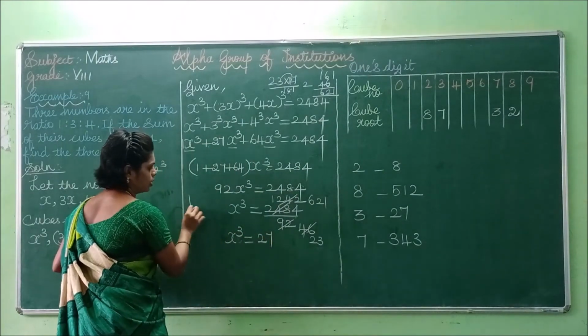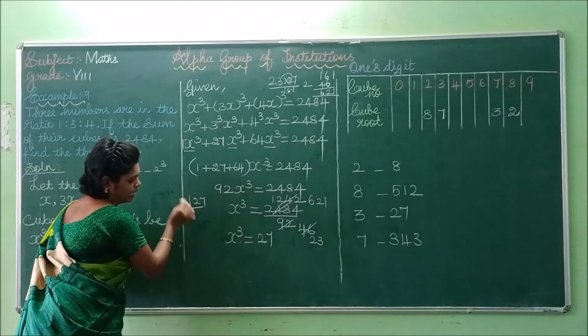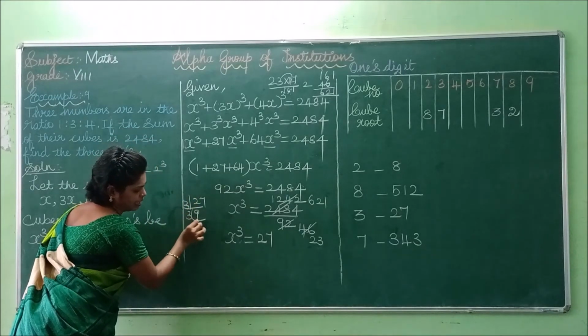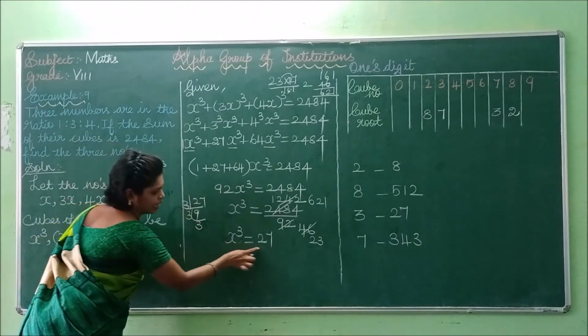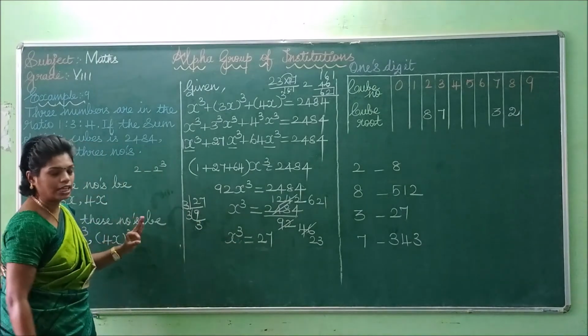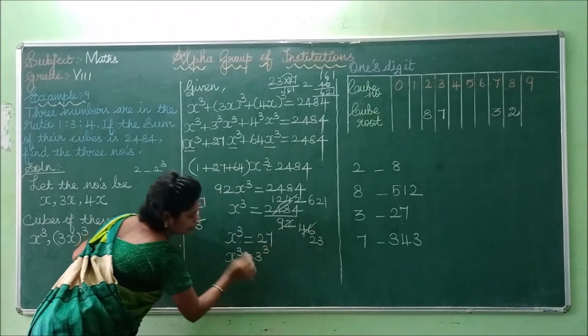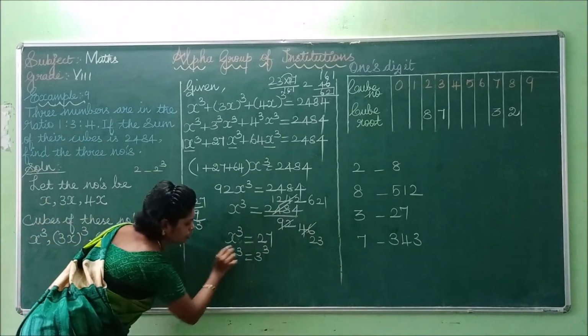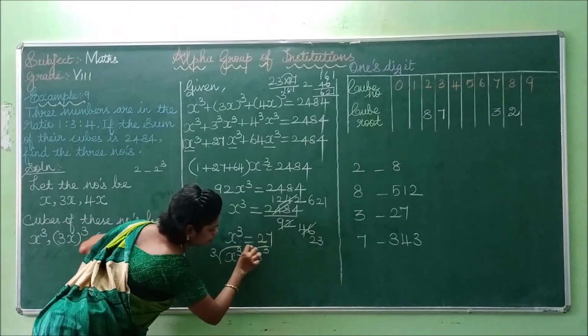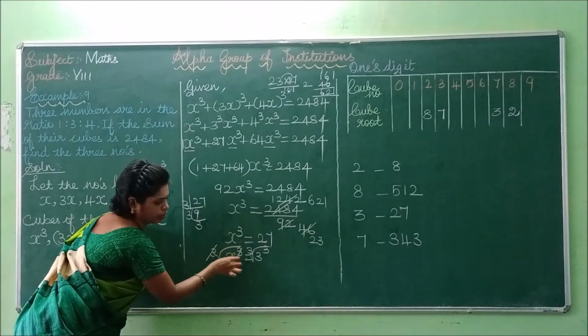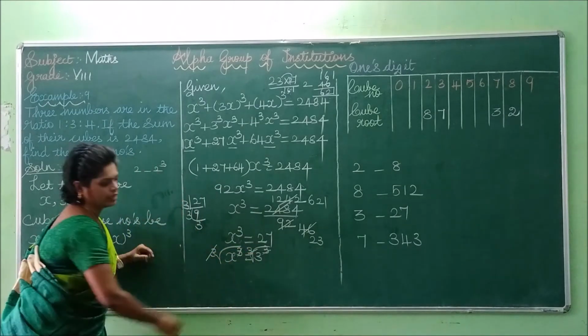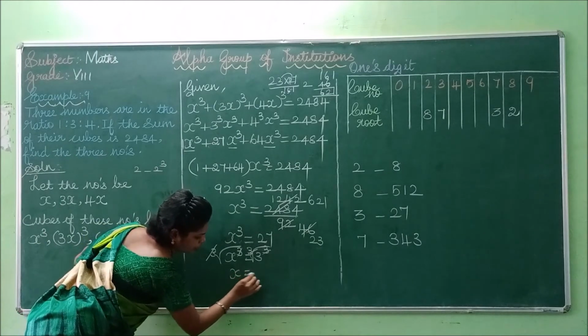So how can you change this 27 as a cube? 3 times 9, again 3 times 9. So 27 can be represented as 3 cube. So x cube is equal to 3 cube. We need only the value of x, so take the cube root on both sides. The cube root and cube will be cancelled. Remaining terms are x equal to 3.